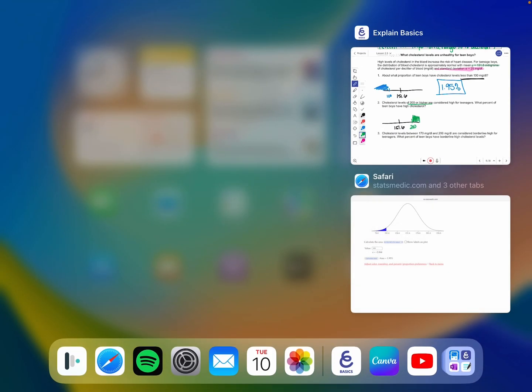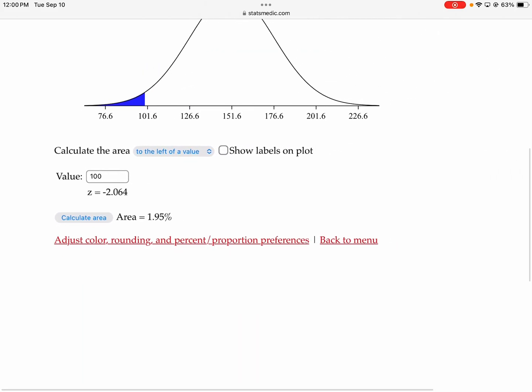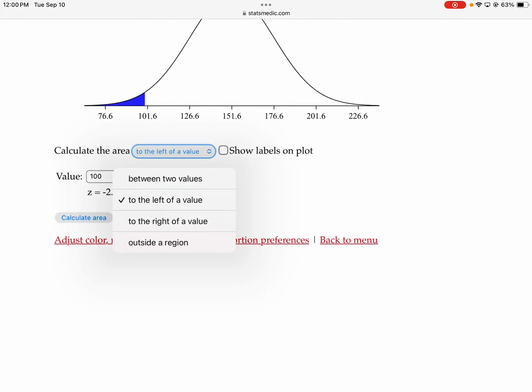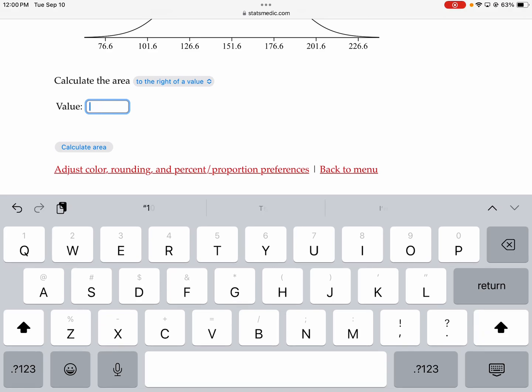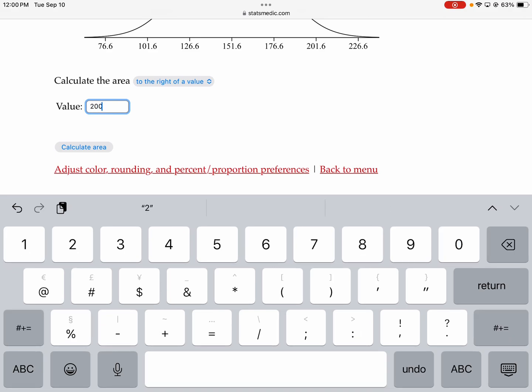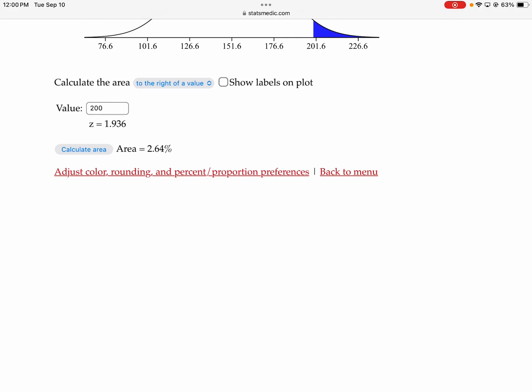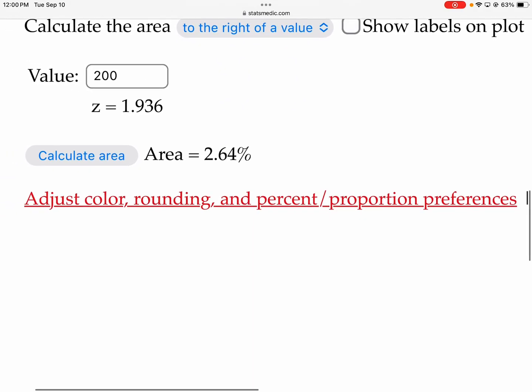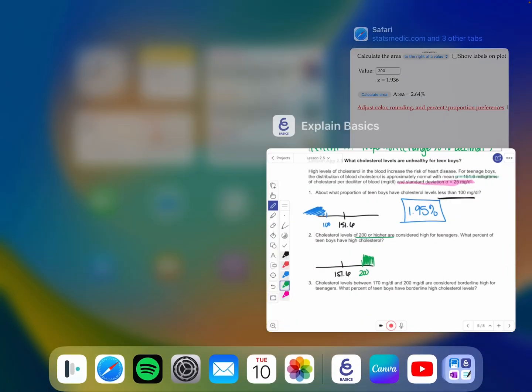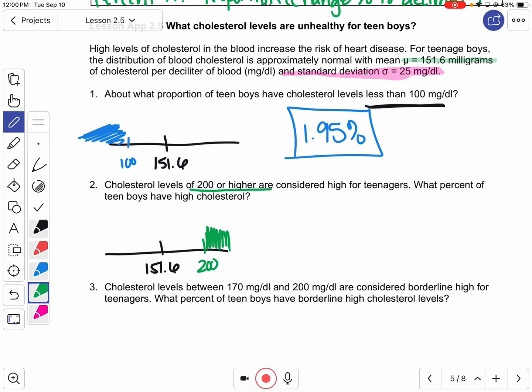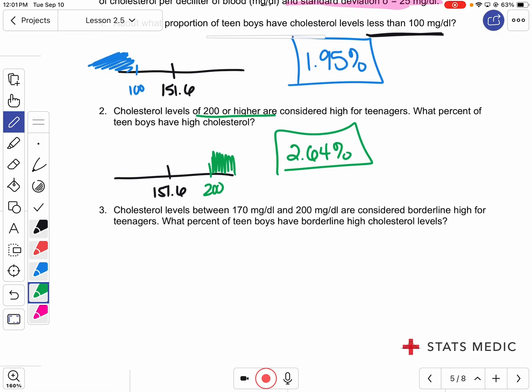So we jump in there. Same information, which is nice, but we're going to change our drop down to the right. We're going to make it 200, and we're going to calculate that area. What's my percent? 2.64. Okay, so 2.64%. Okay, makes sense? Really straightforward today. That's why I really like this applet. Okay, all right, last one.